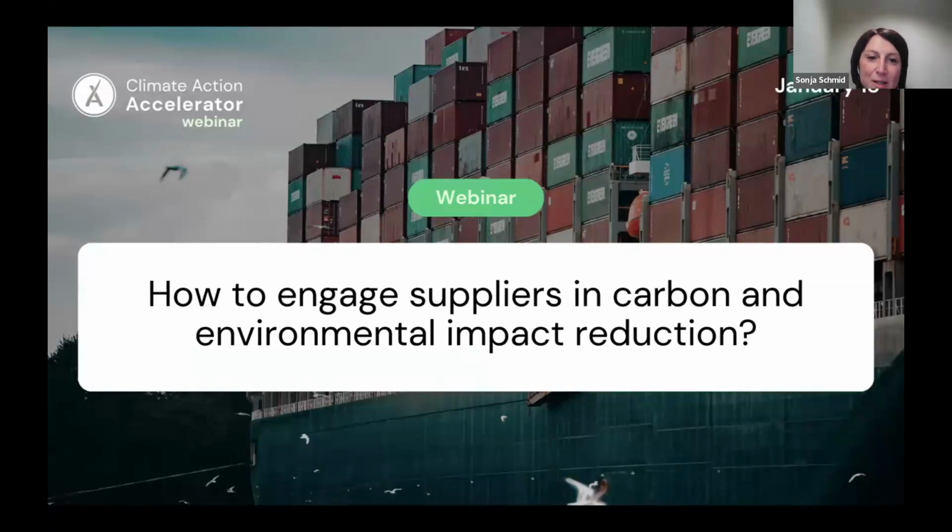So for many organizations, supply chain related emissions are among the largest source of emissions. For CIA partners, they make up 40 to 60% of their carbon footprint. And they're also among the most challenging to reduce, as organizations have to influence practices of their suppliers, which is by definition outside of their direct parameter. So this is the topic we're trying to tackle today in this webinar.